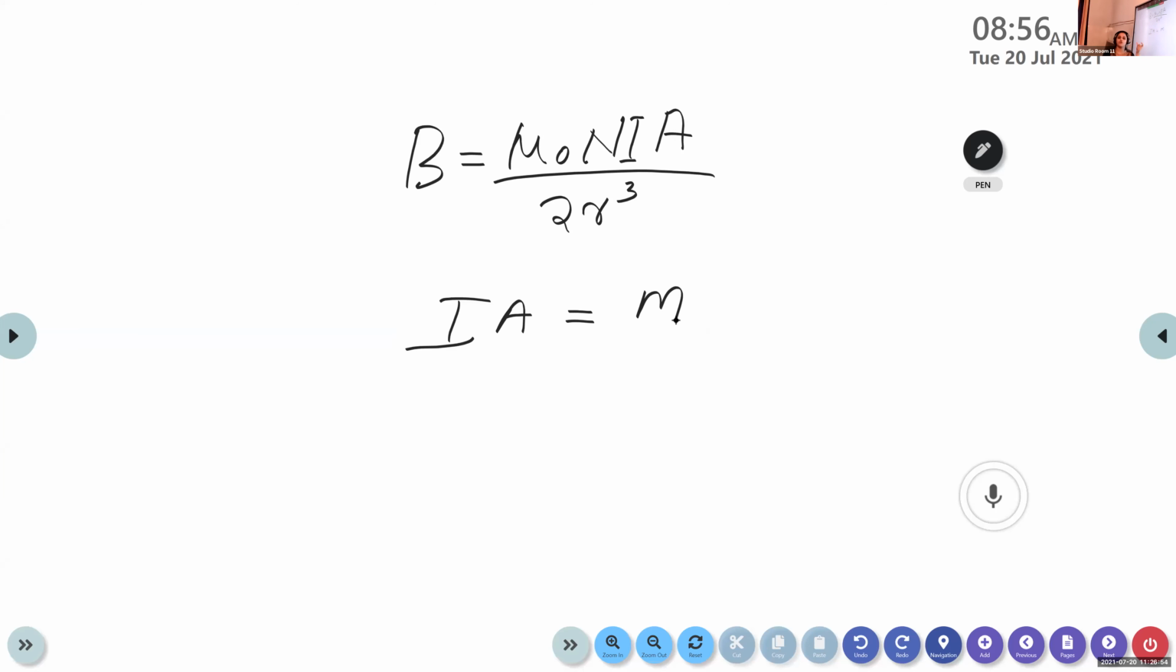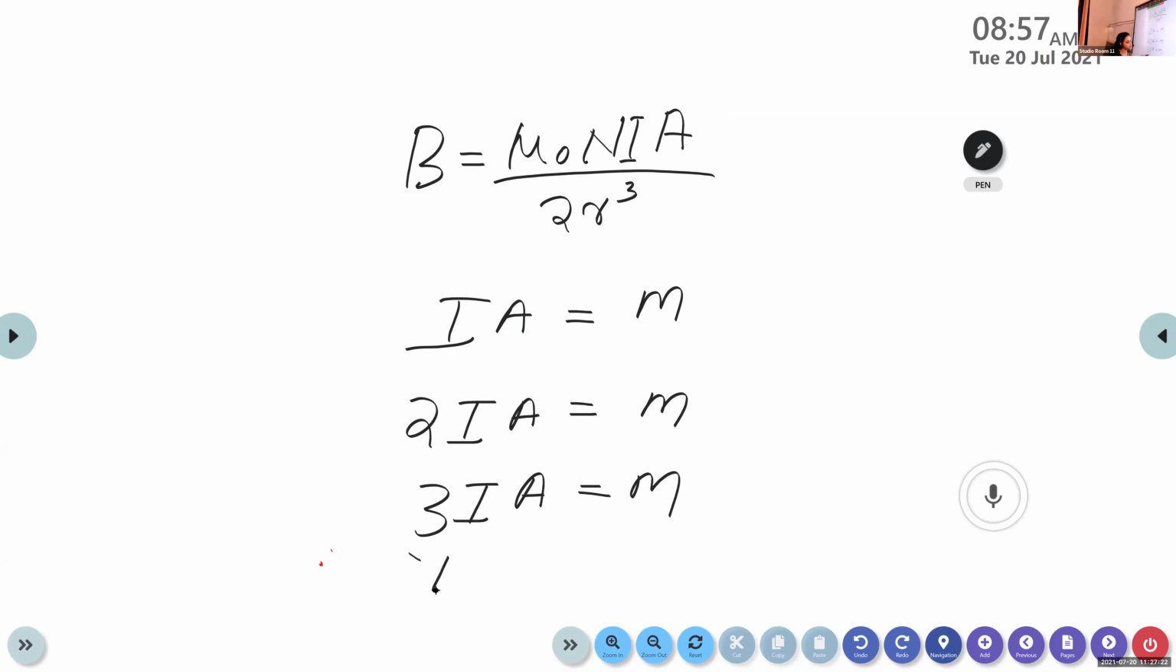Students, this is only for one turn. Suppose we have two turns, then 2IA is equal to M. That also represents our magnetic dipole moment. Magnetic dipole moment means the product of current into area. So the current can be anything, double, triple or anything. If it is 3IA, the product of current into area, it again represents M. So suppose we have n number of turns, we can write it as NIA. What does NIA represent?